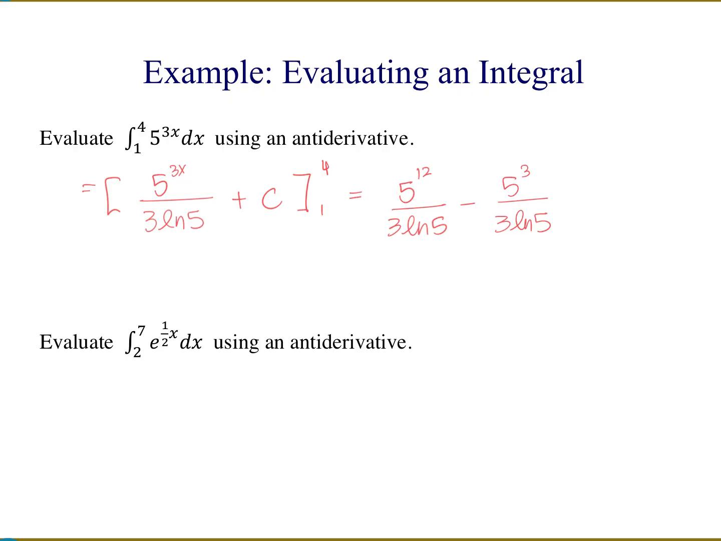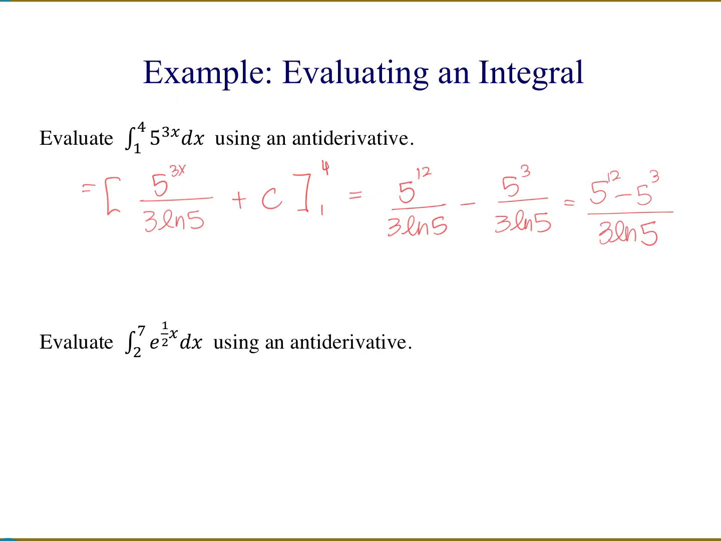There are no special rules for subtracting those. It's not like we can combine the powers or do anything. It certainly does not become 5 to the 9th, but I have seen students do that before. It's not 12 minus 3 is 9. It's not 12 over 3 is 4. For powers, there's nothing special. The only thing I could do is a common denominator, and I could say 5 to the 12th, which is a really big number, minus 5 to the 3rd, and I could put them over 3 ln 5 like that, but that's about all I could do.